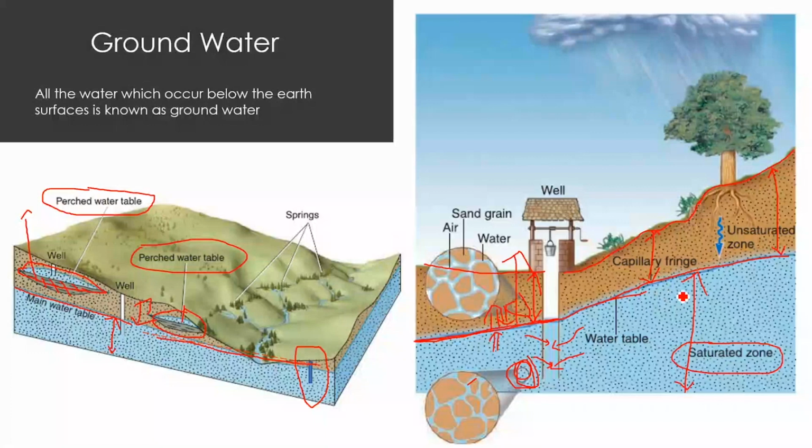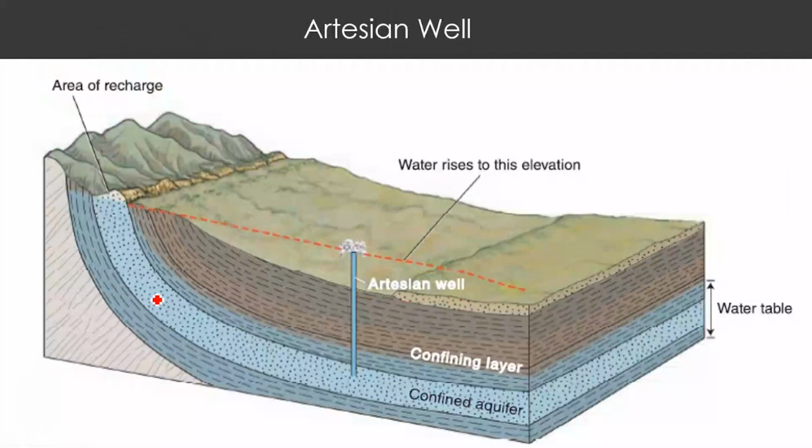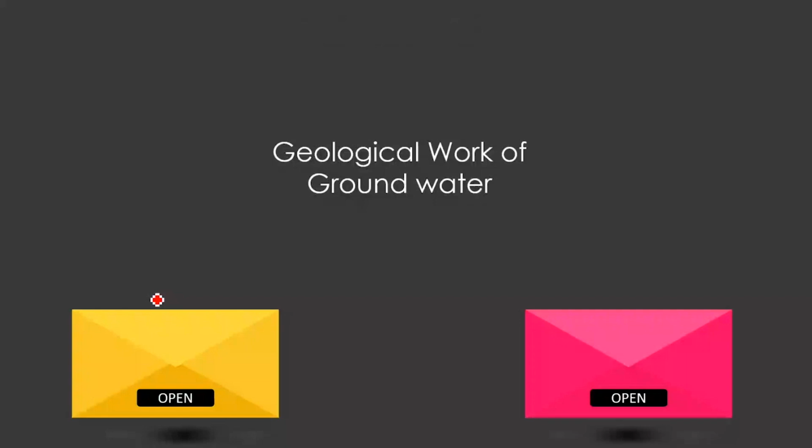Okay, so this is a general idea about our underground water, the groundwater. Now, groundwater actually does different processes, similar to what you have discussed for streams. The stream does erosion, transportation, and deposition. Similarly, groundwater also does some activities, and that is called the geological activity of groundwater. That is what we are going to discuss here.